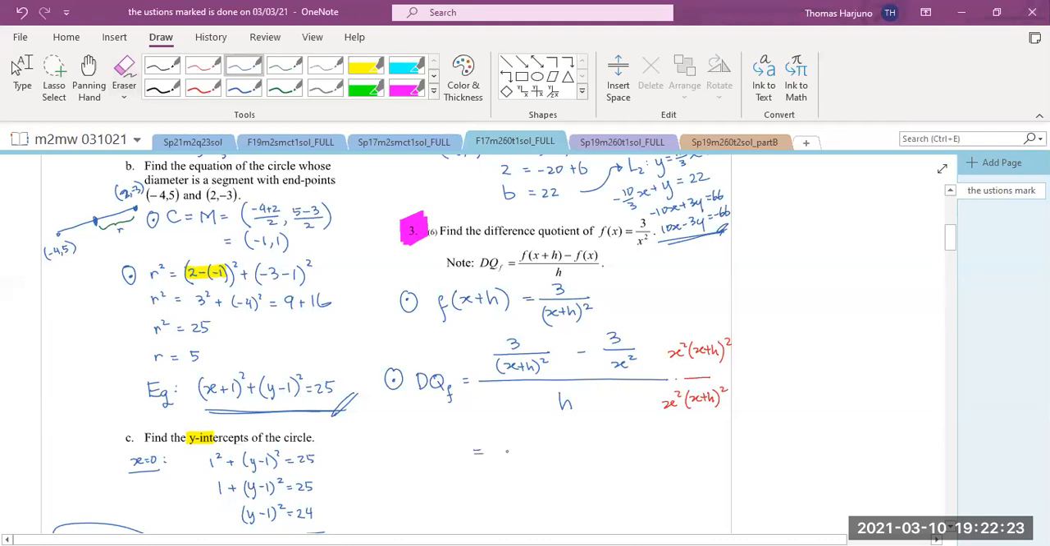So what happened to the top left? You get 3x squared. On the right-hand side, we have 3 times (x plus h) squared, over h times x squared times (x plus h) squared. Of course, if you replace h by 0, you will get 3x squared minus 3x squared over 0 times something. That's still 0 over 0, so you know that's not where you can stop.